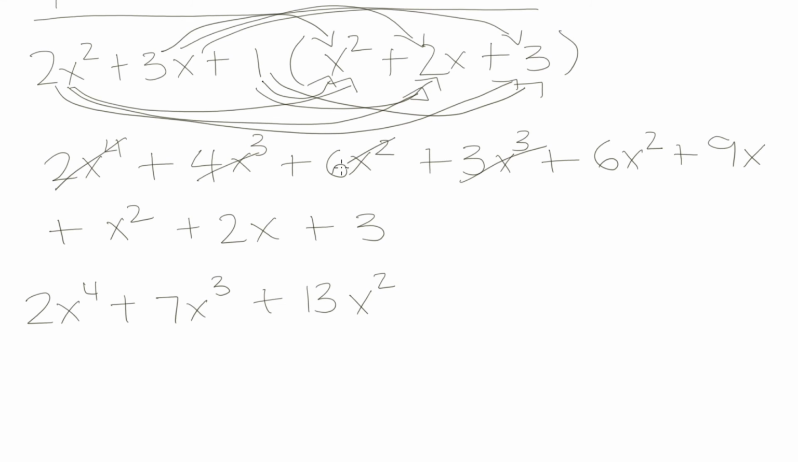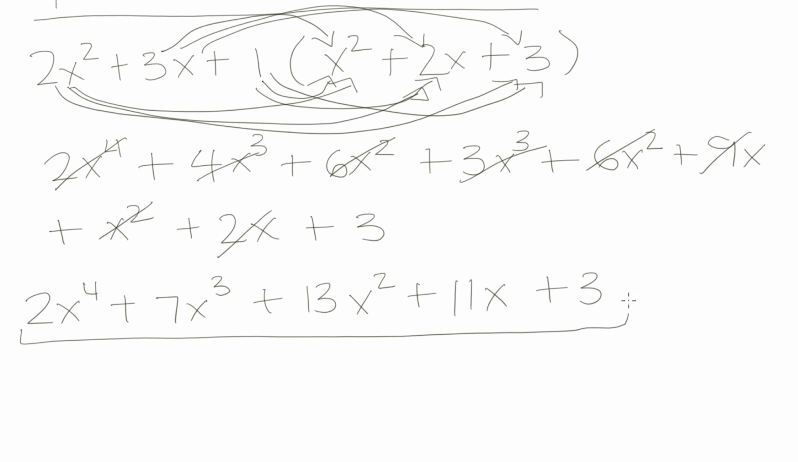We can cross out our 6, our other 6, and our 1 here. And now we have 9x plus 2x, so that is going to be 11x. And then we have our 3 by itself. And again, we can double check to make sure that these are in the correct order. So we have the highest degree, our leading term first, then our second highest, third highest, and so on. So this is our final answer.